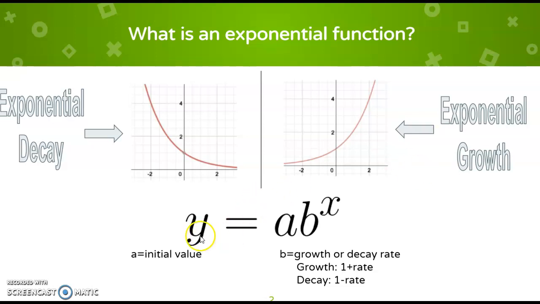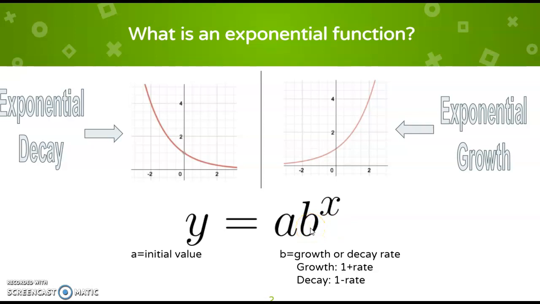And it looks like y equals a times b to the x power. In this equation, a is our initial value, so how much you started with. Maybe it was how much you initially had in your bank account, or maybe it was how much we started with the population in the year 2000.